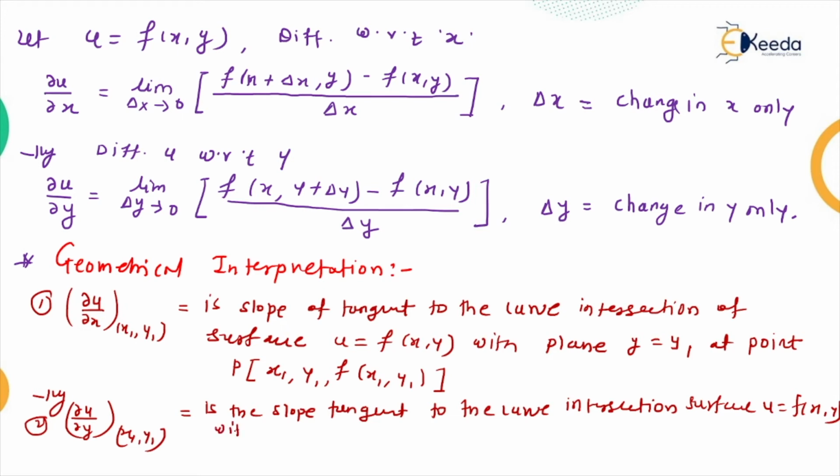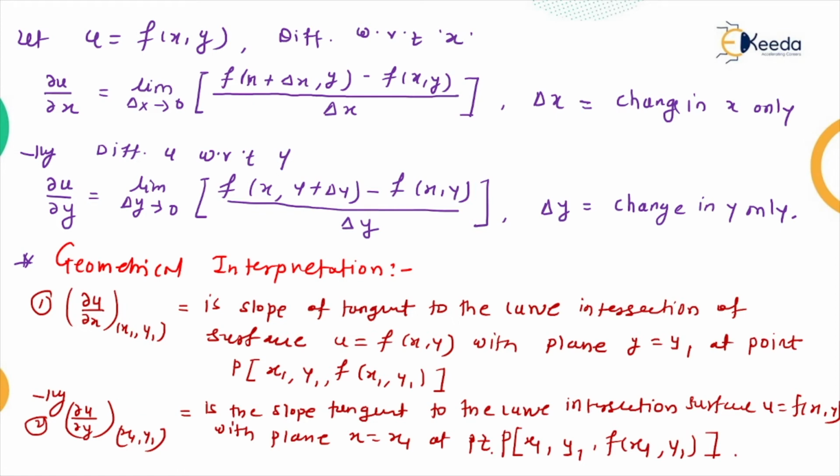Now the plane changes here. The plane is x equals x1, at the point P of x1, y1, f of x1, y1. I hope you understand this very well, right? So this is the geometrical interpretation of ∂u/∂x and ∂u/∂y.